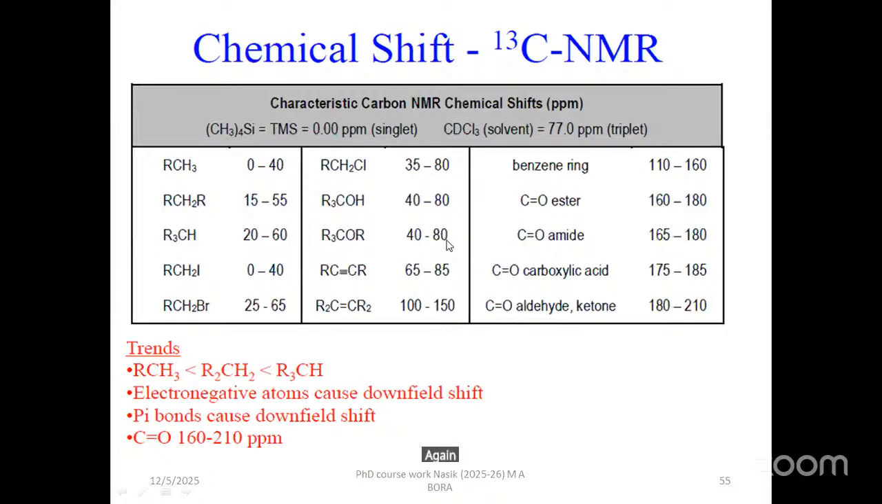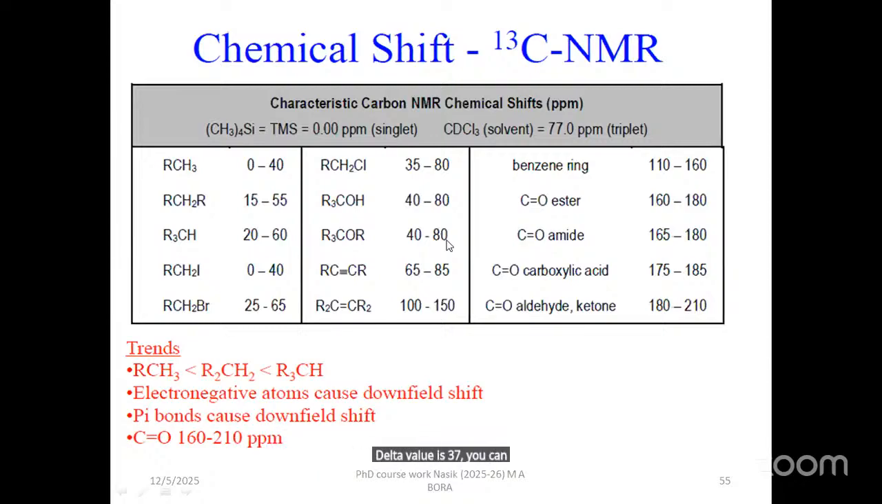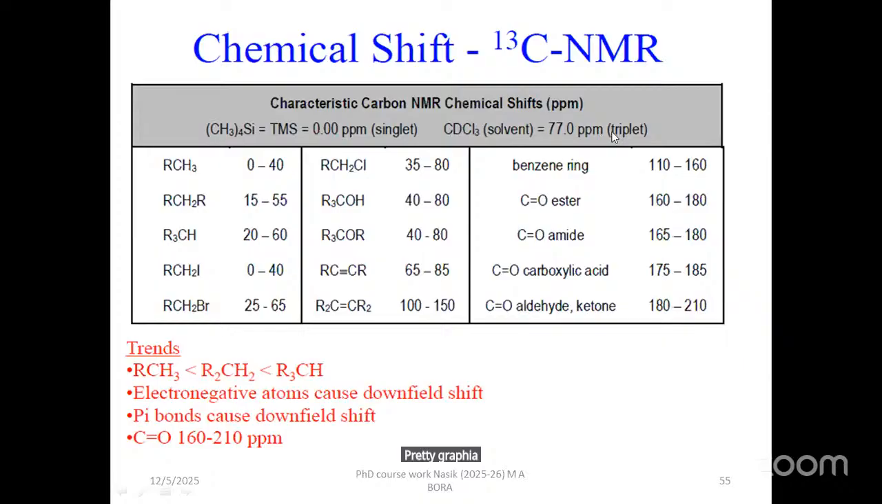Again, here TMS is used as an internal standard, and most of the time CDCl3 is the solvent, whose delta value is 77. You can understand there are three chlorine atoms, so it will come at about 77 delta ppm because of the three Cl atoms. This carbon will be highly shielded, but it appears as a triplet, and you can easily detect the solvent peak.